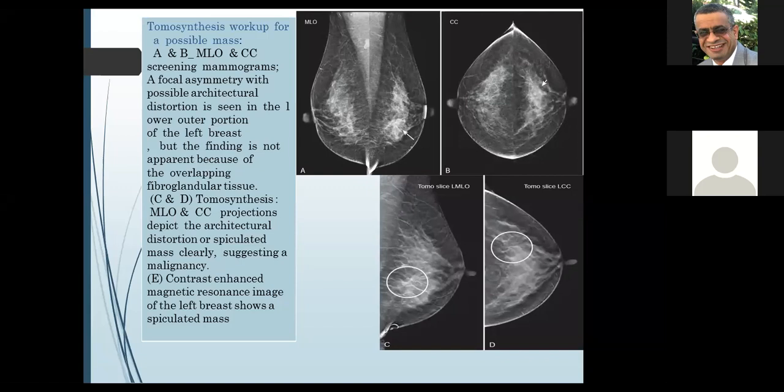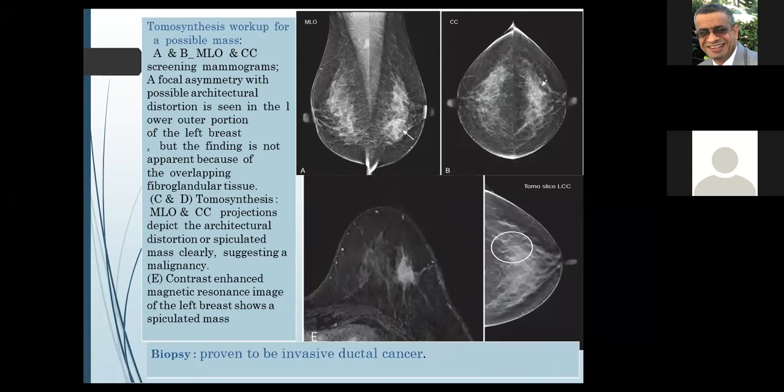In letter E, contrast enhanced magnetic resonance image of the left breast shows the spiculated mass. Biopsy proven to be invasive ductal cancer.